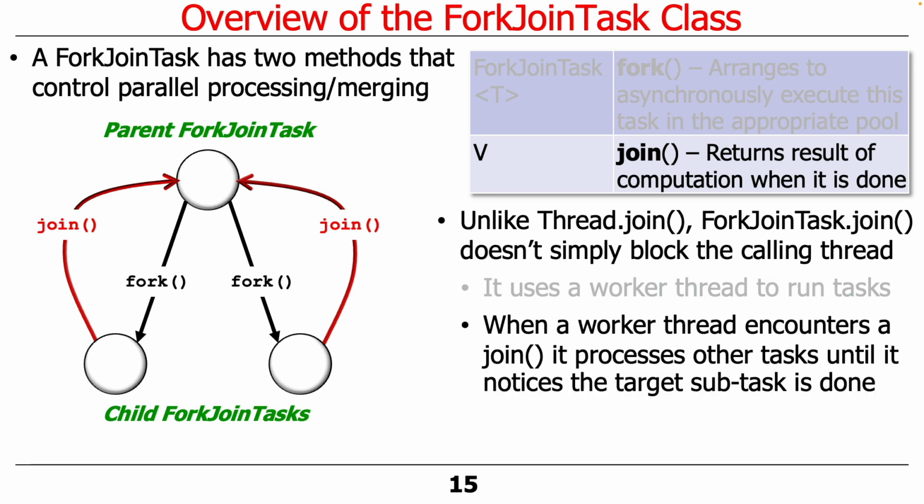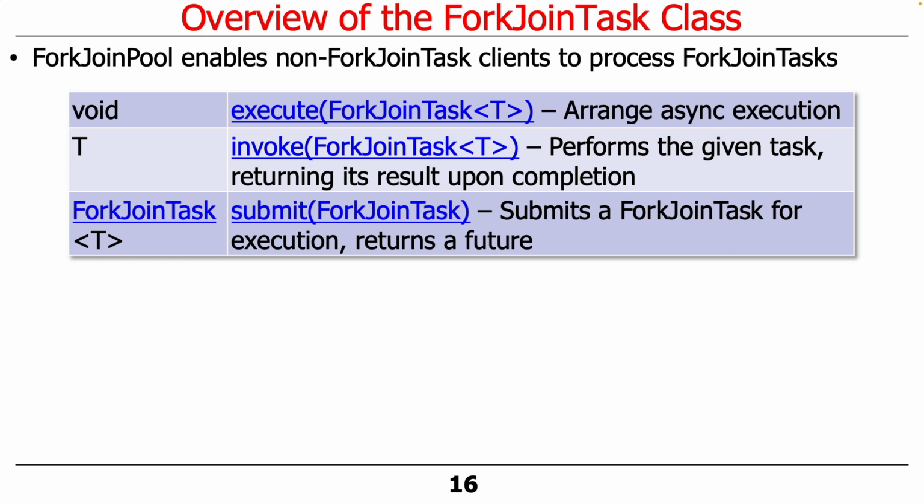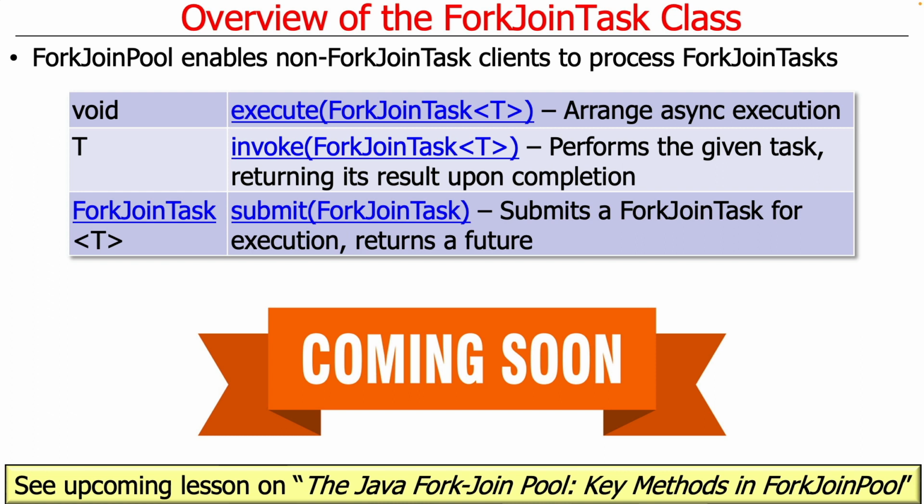When a worker thread encounters a join, it processes other tasks until it gets the result it was waiting for, and then it takes that and returns the result. There are a bunch of ways of giving non-ForkJoin task clients a means to get ForkJoin task instances processed in the ForkJoin pool. And those are execute, invoke, and submit. We're going to talk about all these things later when we talk about the details.